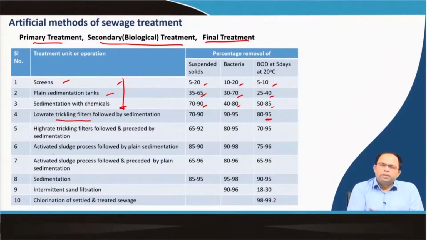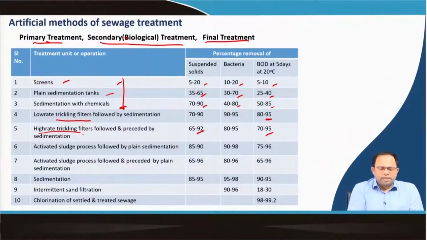And a high rate trickling filter preceded and followed by sedimentation. So, we do sedimentation before and also after, and in between we use this high rate trickling filter. So, here also we can see around 95% removal and also 92% removal of suspended solids, because we are doing both the sedimentation as well as the trickling filter together. So, that means both primary and secondary treatment together, right.